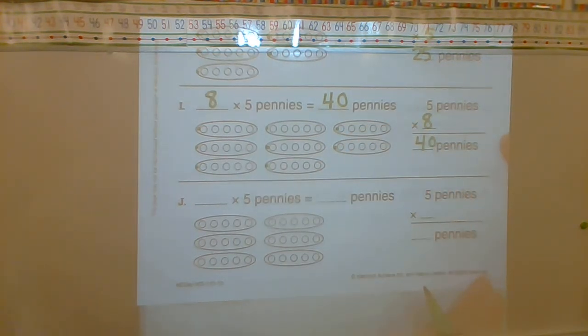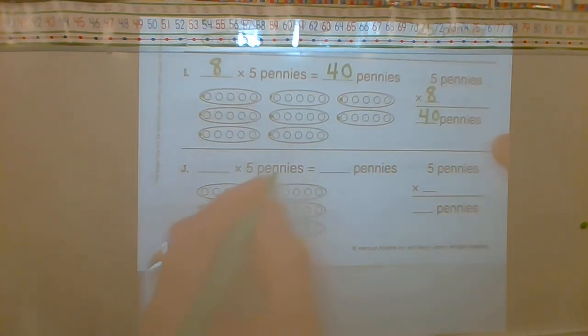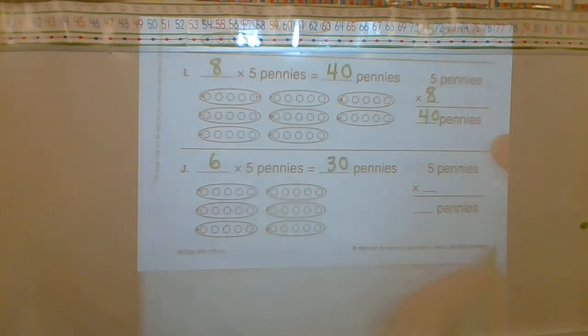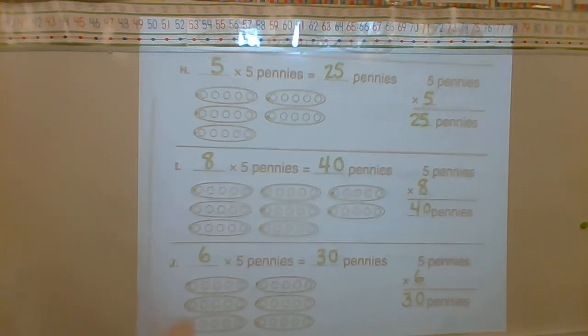Remember, they can trade places and you get the same answer. How many groups do you have here? 3, 6, that's right, 6. 6 groups of 5 pennies, or 6 times 5, count with me. 5, 10, 15, 20, 25, 30, that's right. So 5 pennies times 6 groups equals 30. All right, but there is actually another useful and helpful way to count by fives.